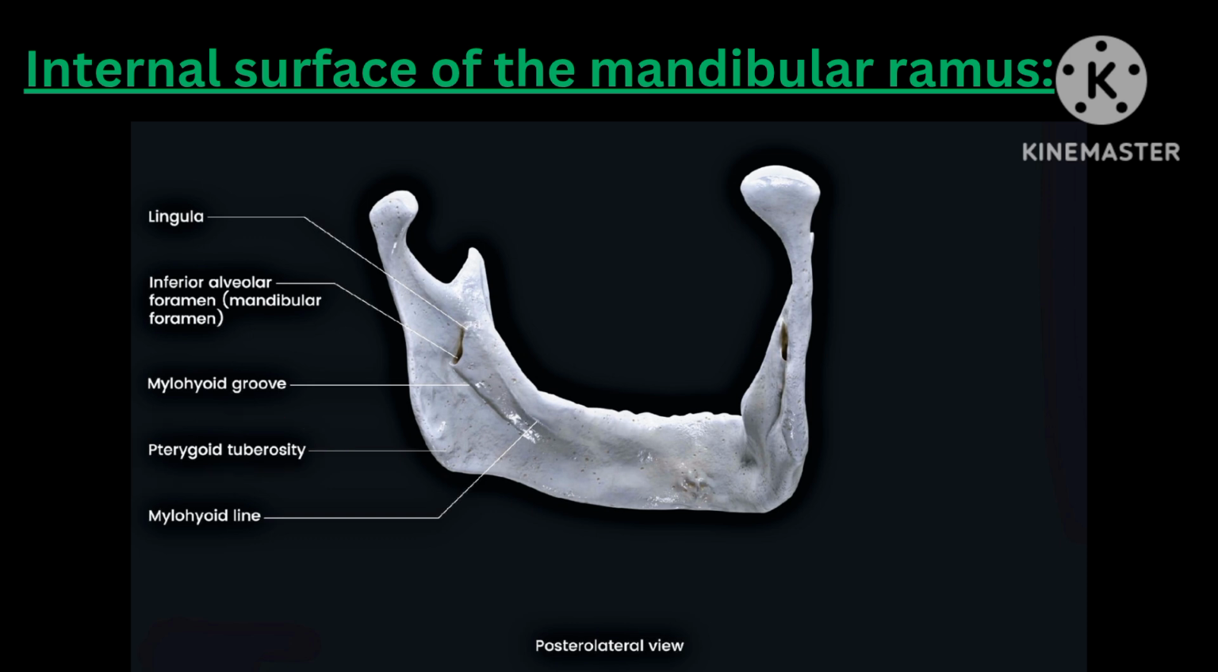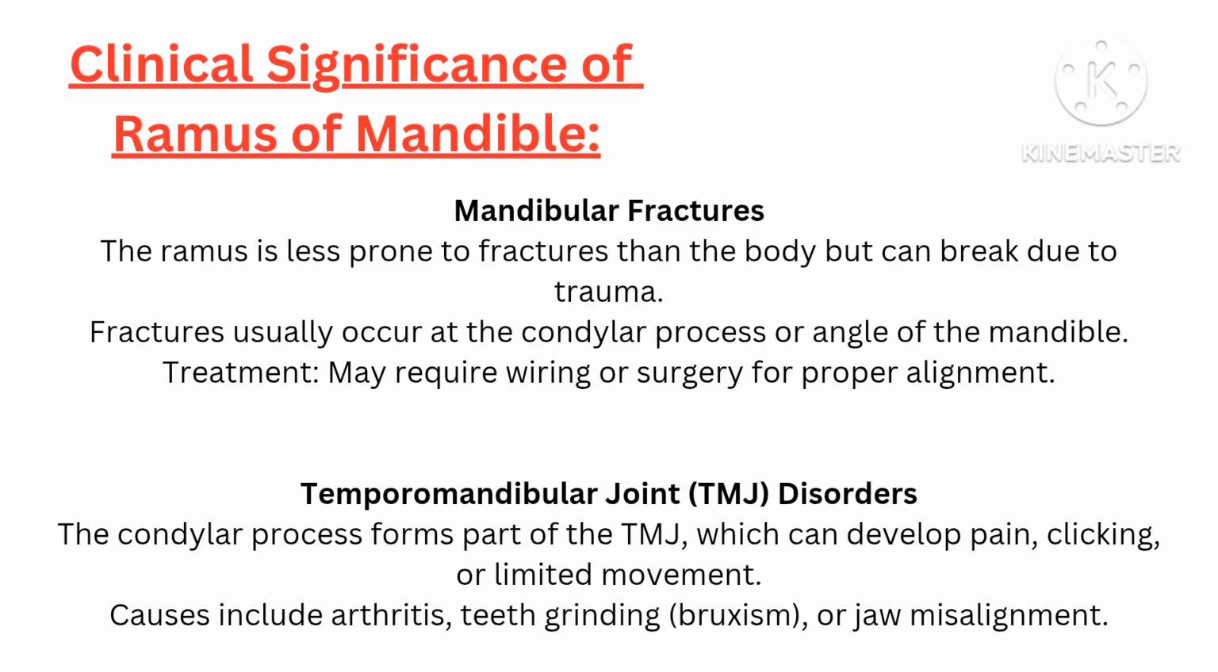The external surface of the ramus of the mandible features a roughened area known as the masseteric tuberosity. It is occasionally present near the angle of the mandible. This is an attachment site for the masseter muscle.